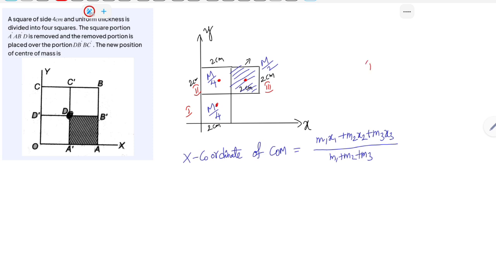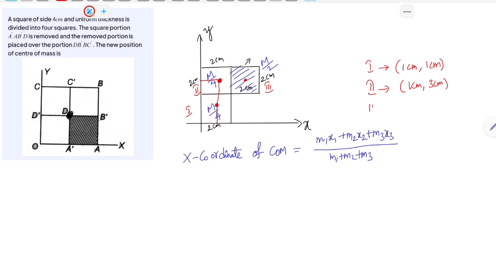For first part, the coordinate of center of mass will be 1 centimeter, comma, 1 centimeter. Similarly, for the second part, the coordinate of center of mass will be 1 centimeter, but here it is now 3 centimeters. You can observe clearly the coordinate of this point with respect to x and y axis. So the coordinate of this point will be 1 centimeter along x axis and 3 centimeters along y axis. Whereas for first part, the coordinates are 1 centimeter and 1 centimeter.